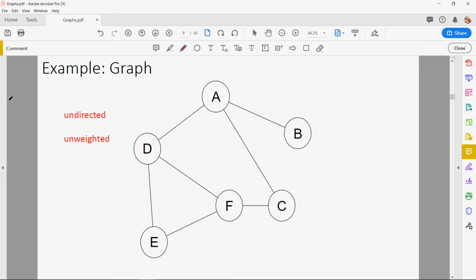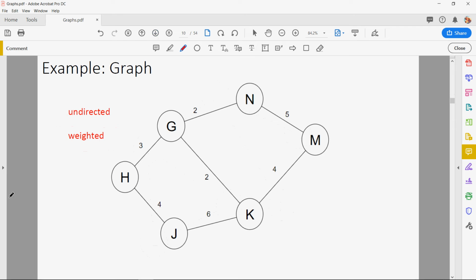So this is the example we looked at before, and this graph is undirected. The edges go in both directions, and unweighted. The edges don't have any weights. This graph would be undirected. You can see again the edges don't have any direction, but this graph is weighted. So each one of my edges has a weight, a numeric weight associated with it.